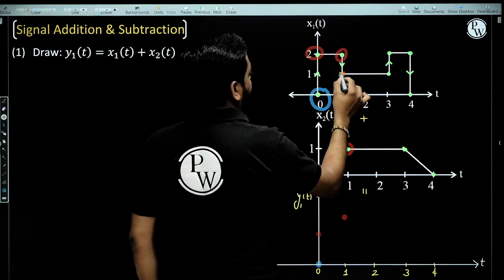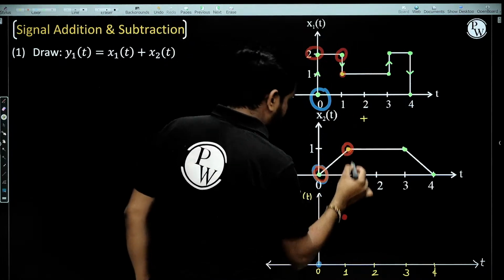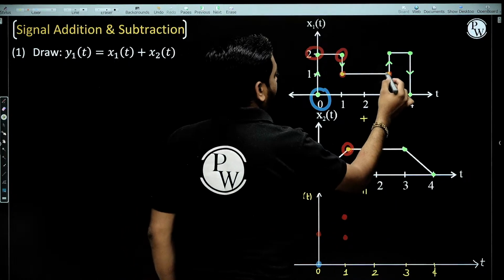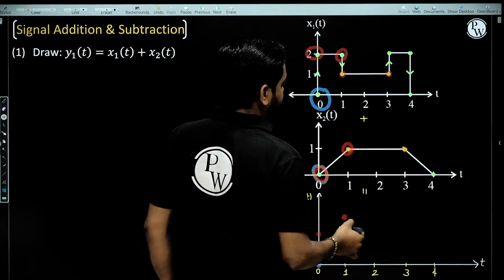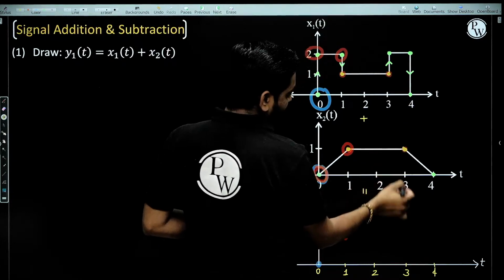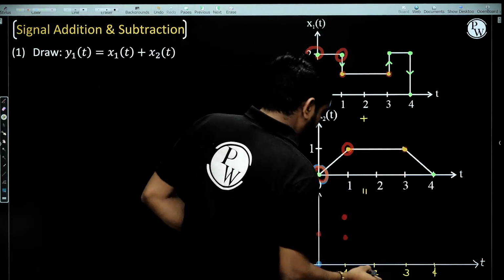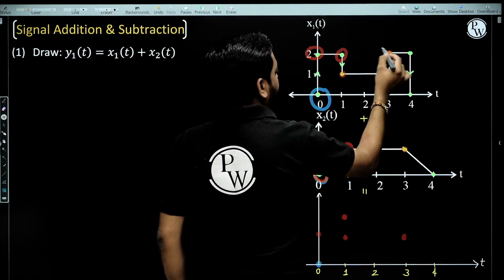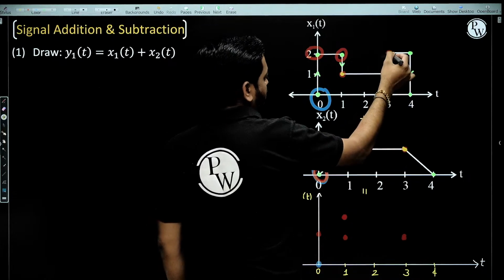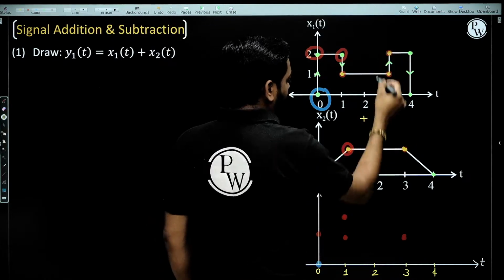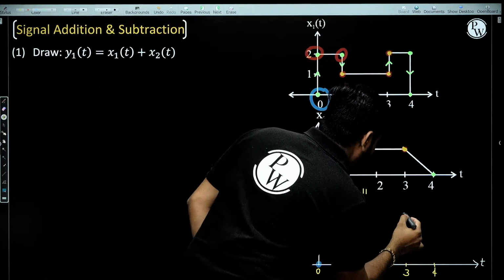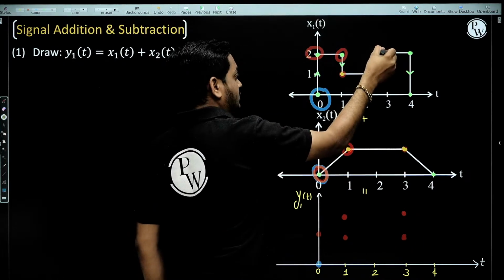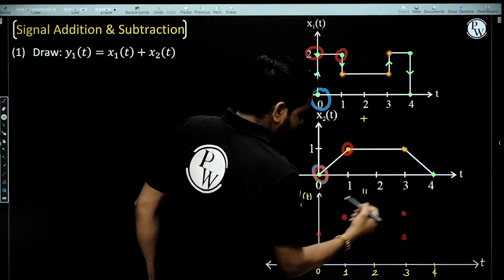Next this one, so this is 1 plus 1, it is nothing but 2 guys, correct? Then next 1 plus 1 guys, at t equal to 3 you can see 1 plus 1, it is nothing but 2 at this point guys. At this point this amplitude is 2, so 2 plus 1, it is nothing but 3 guys, correct? At t equal to 3 you have to consider this amplitude also as well as this amplitude also guys. So 2 plus 1, it is nothing but 3.